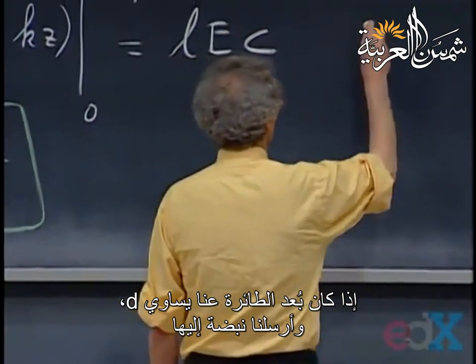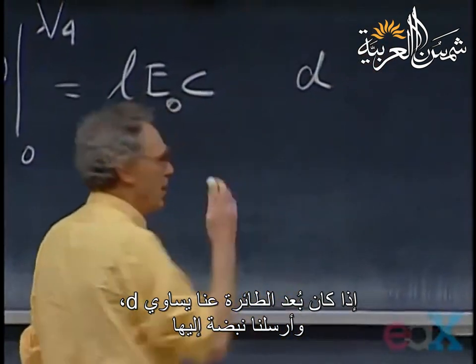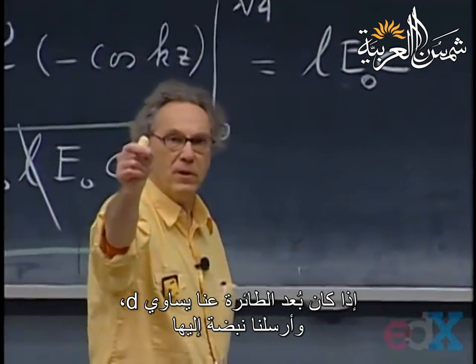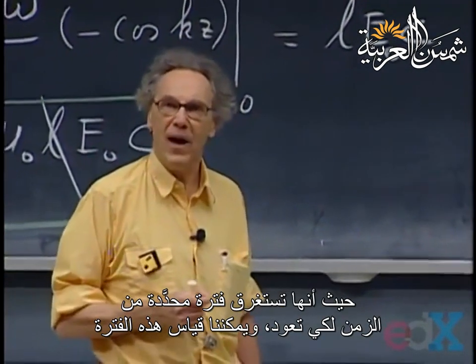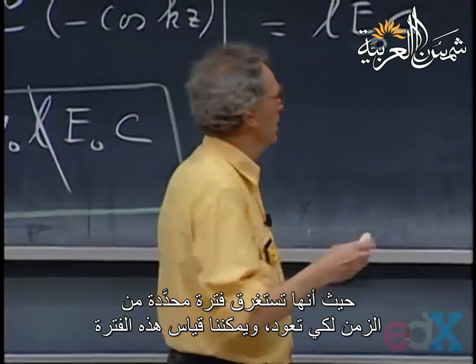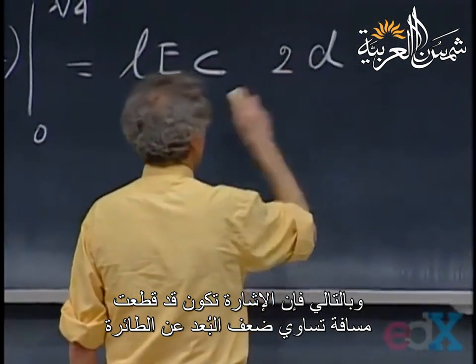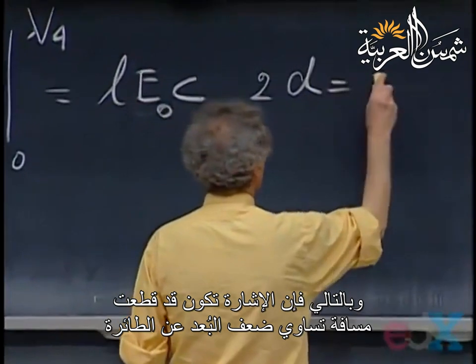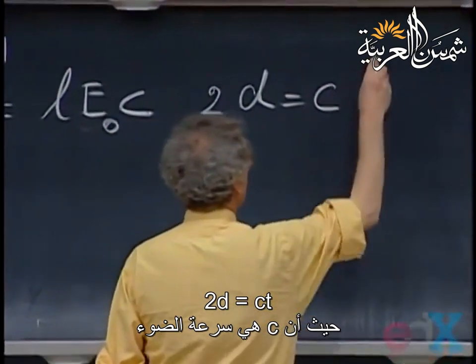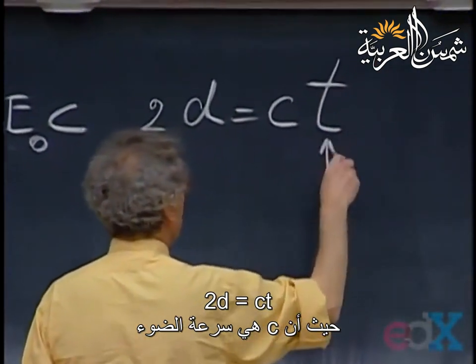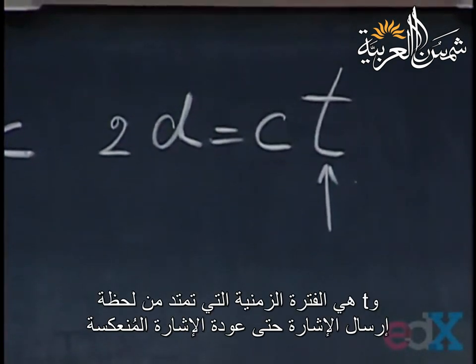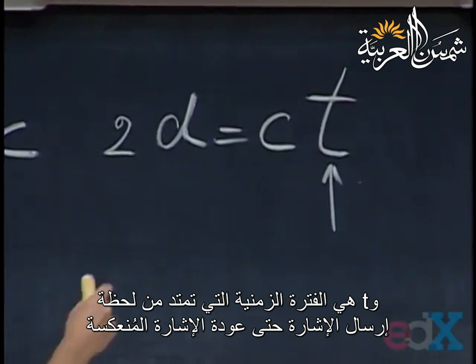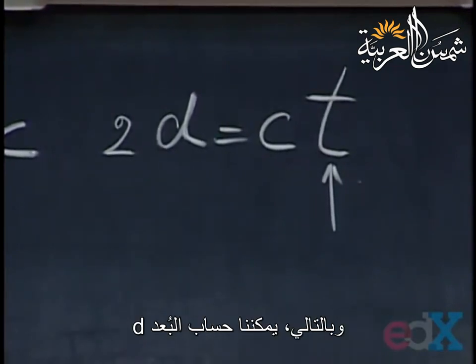If the distance to the plane is d, and you send a brief pulse, and it comes back, call it the echo, and it takes a certain amount of time to come back, which you can measure, then that signal has traveled twice the distance, so that is the speed of light times t. This is what you measure, the time from the moment you send the signal until you get the reflection back, and so you can calculate the distance.